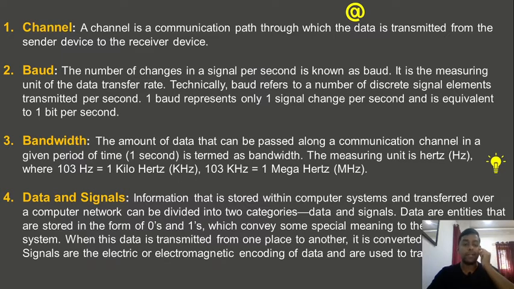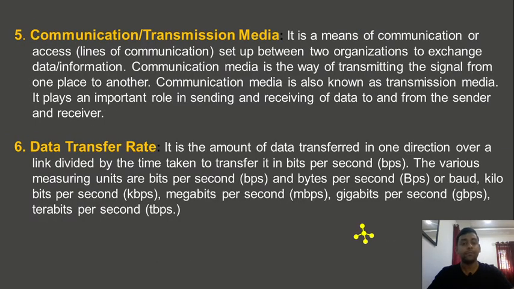Data and signal. Data is a passive entity; that's what's stored in the computer in the form of ones and zeros. And when you want to transfer it to another place, it will be transferred in the form of signals, electric pulses, electromagnetic or electrical signals. And communication transmission media, of course, wired and wireless media, that helps in data transmission.